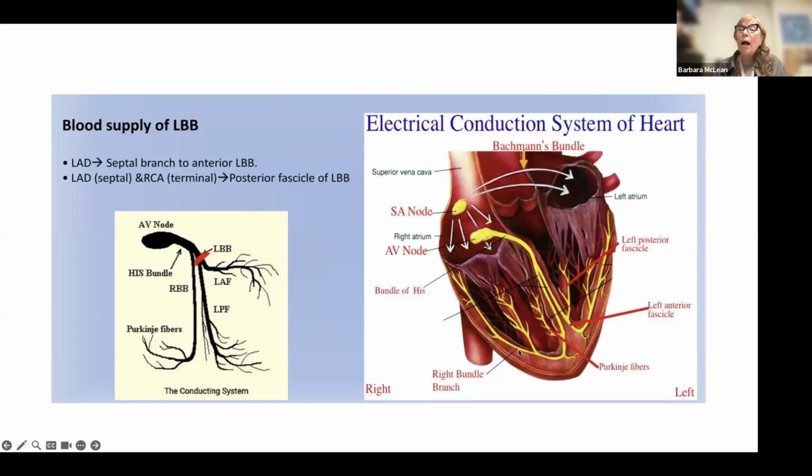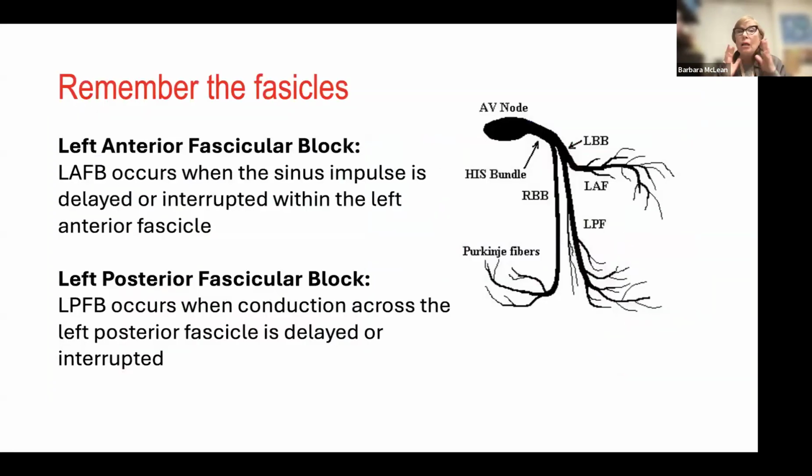And so depending on where occlusion to blood flow has occurred, you may see on first presentation with your patient a right bundle branch block with a left anterior fascicular block. That is the most common bifascicular block that we ever see. So we always want to remember those fascicles.